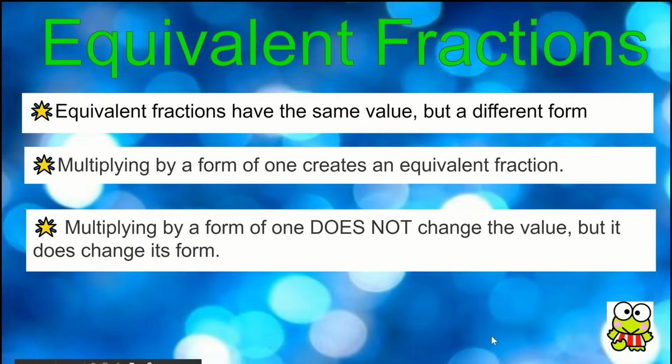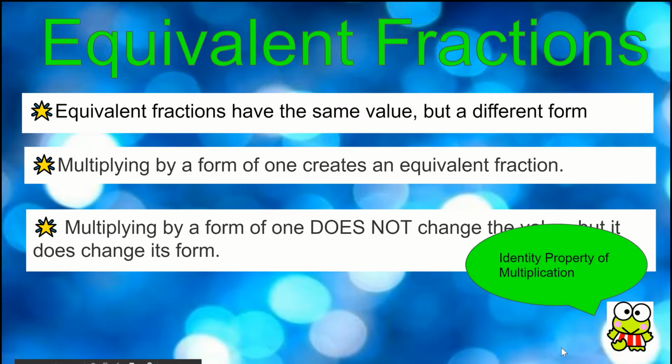Wait, isn't that some kind of property of multiplication or something? What's it called? Oh yeah, thanks Kropi, the identity property of multiplication.